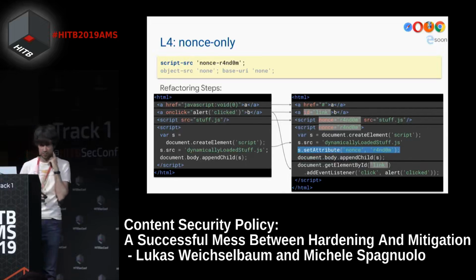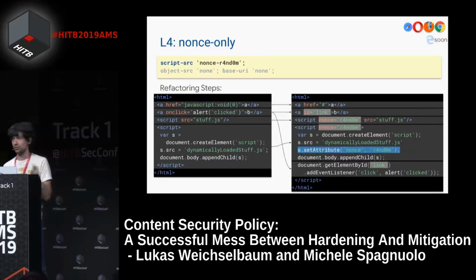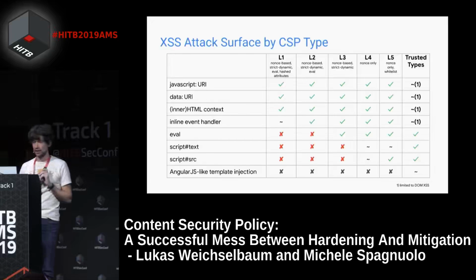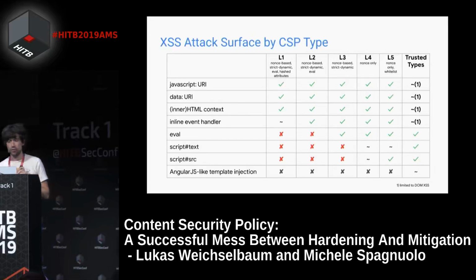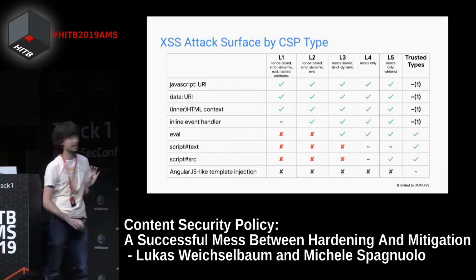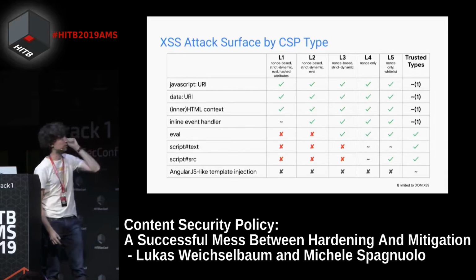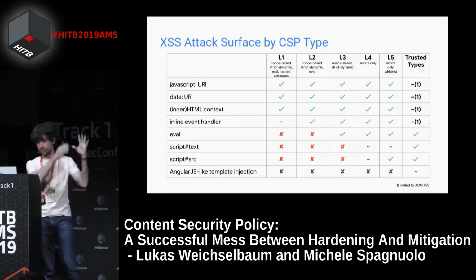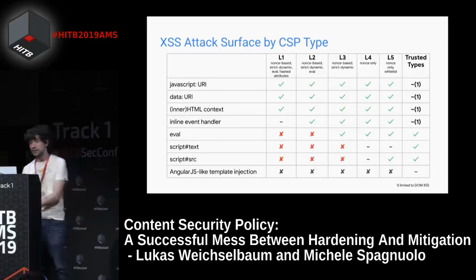Please check with the CSP evaluator. There will be links again if you want to check your policy. So briefly here, we haven't presented level 1 and level 5, and we haven't talked about trusted types yet. So maybe let's focus on level 2 to level 3, level 4. This is a pretty extensive table that wraps up.